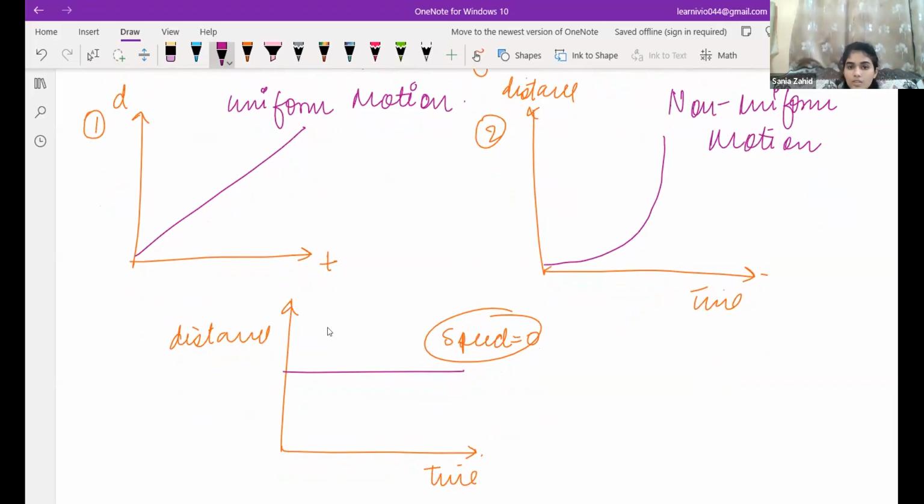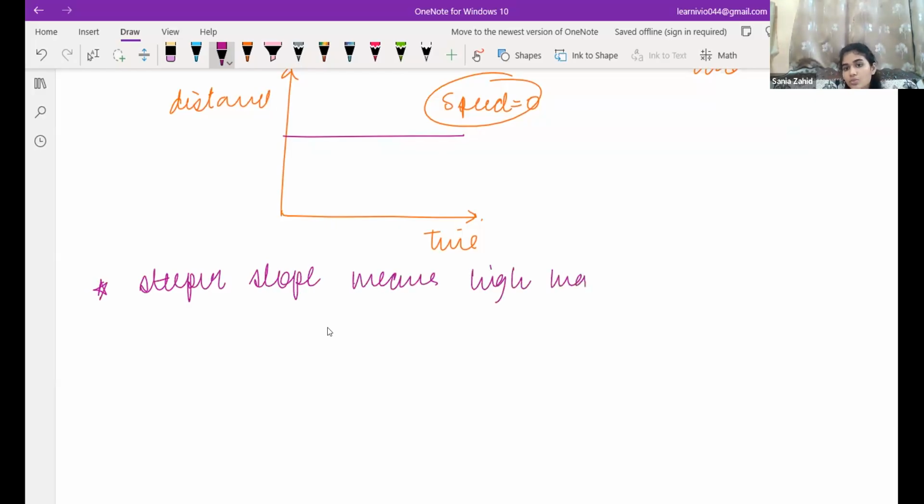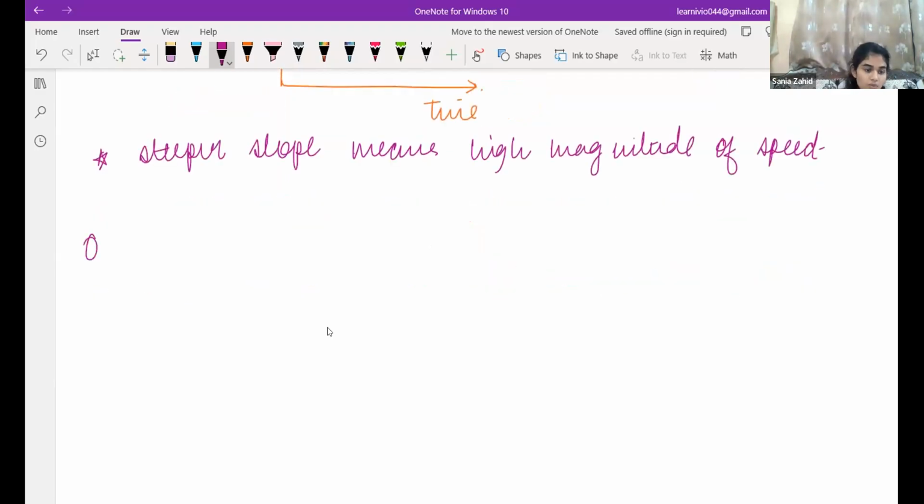Now you can also note down one point. Steeper slope means high magnitude of speed. That means if you have a very steep slope, that means your speed is also more. Okay. So let's suppose I give you a question like this. The question is, this is the distance time graph.